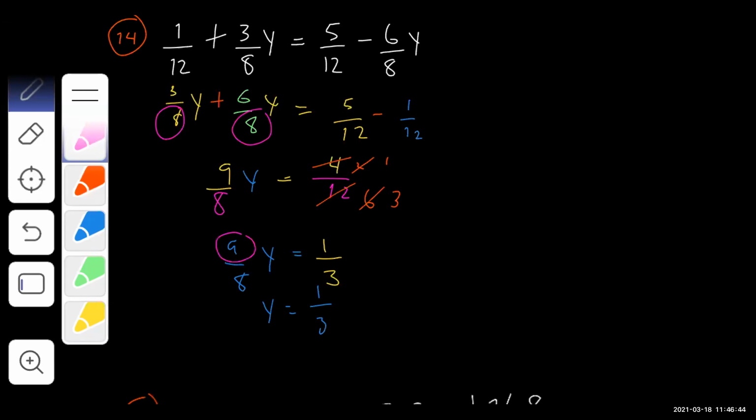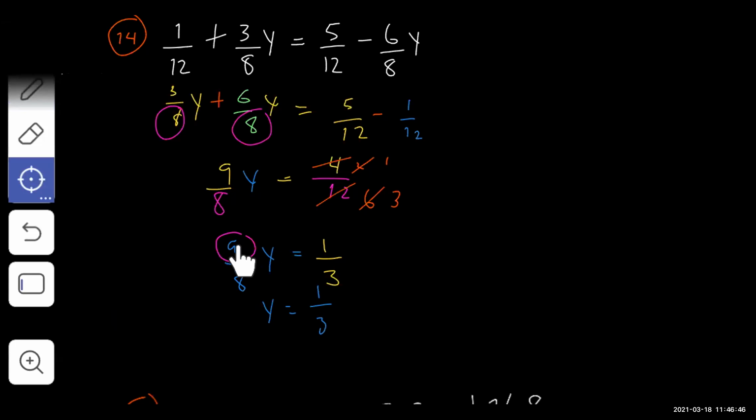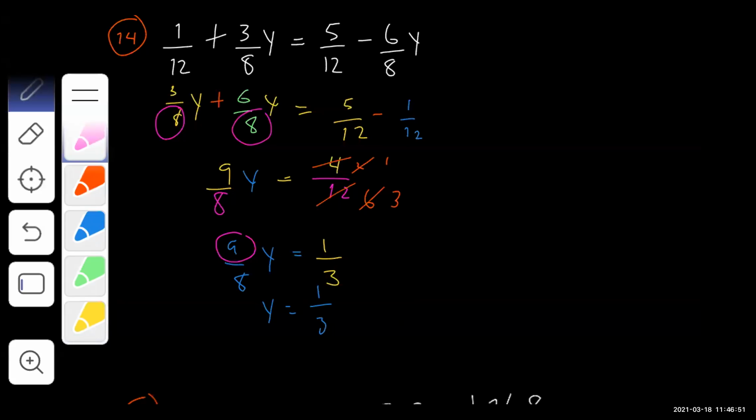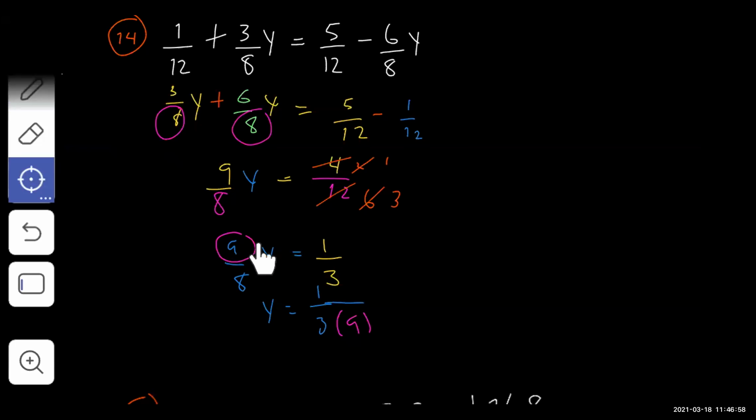The 9 is multiplying in this case. On the other side, it's going to be divided. Divided by 9. I'm going to make this line a little bit bigger. Okay, I just got rid of the 9.